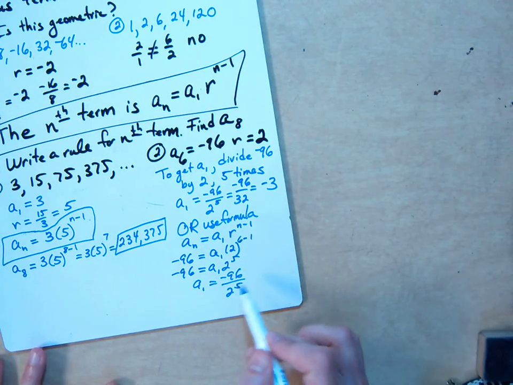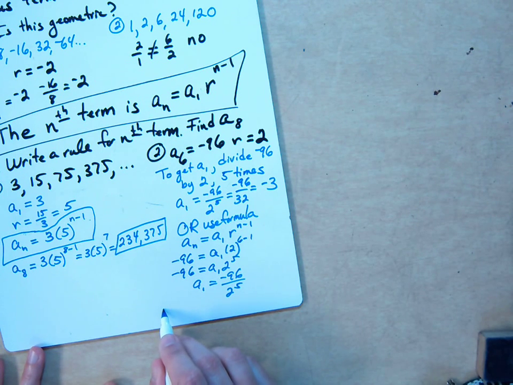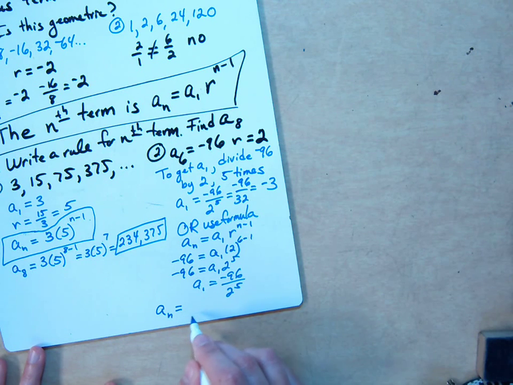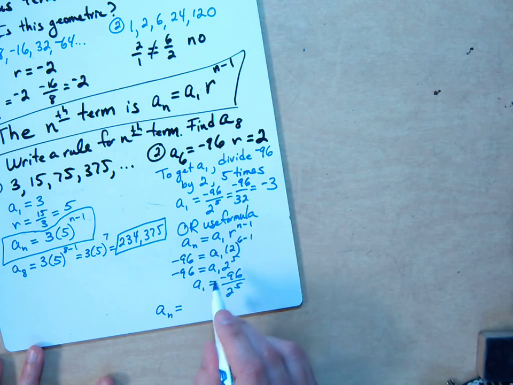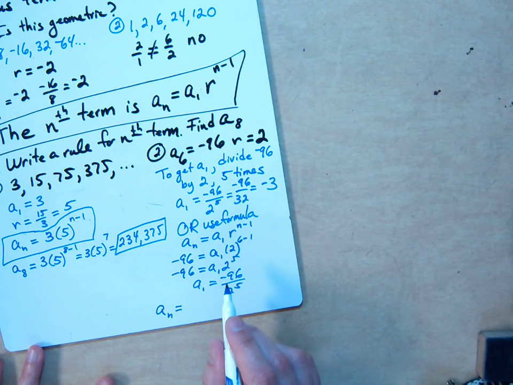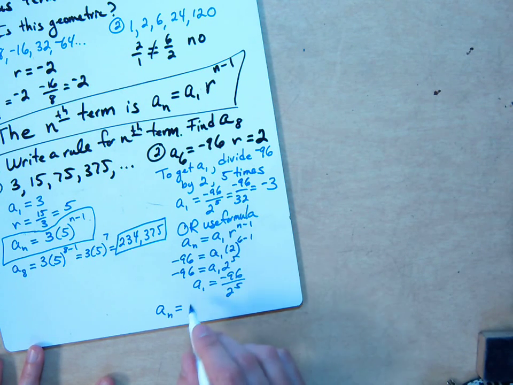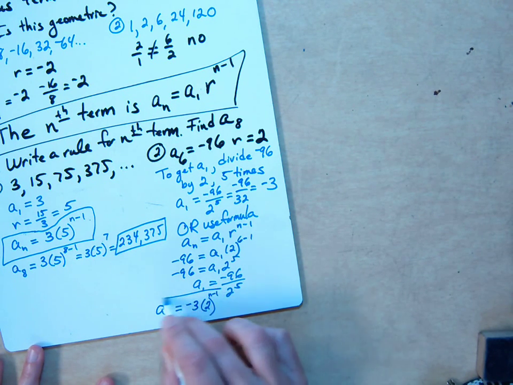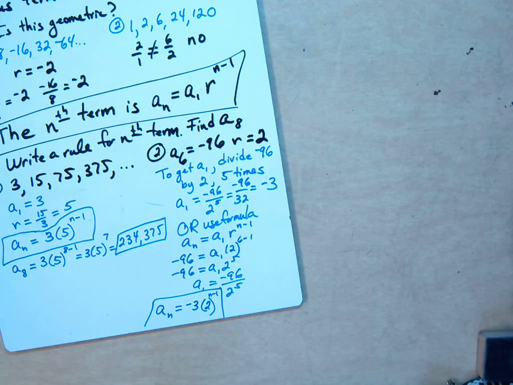So my final answer, whichever way you want, you pick, but the final answer is a sub n equals a sub 1, which is negative 3, times r, which is 2, to the n minus 1 power. And yeah, you could use it to find a sub 8, but we just did that in the other example. So, are there any questions on 2?